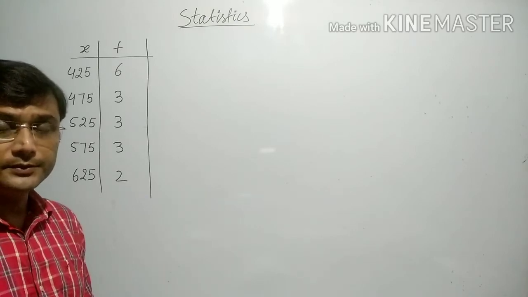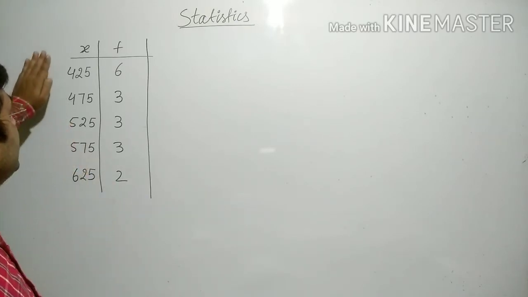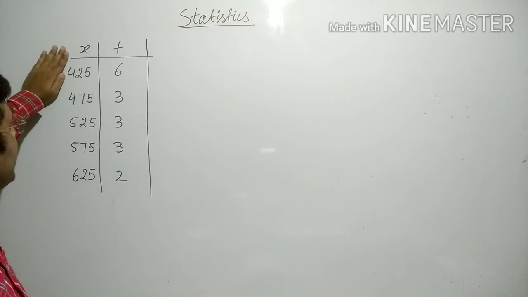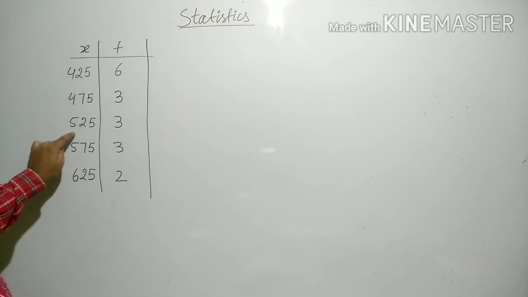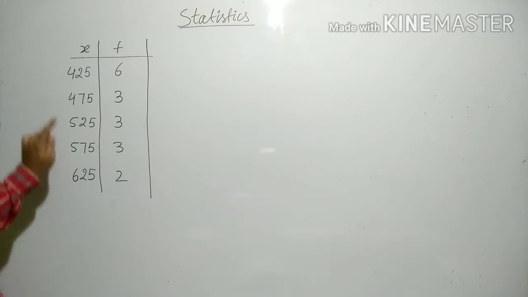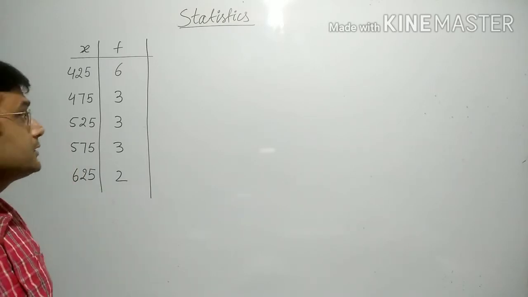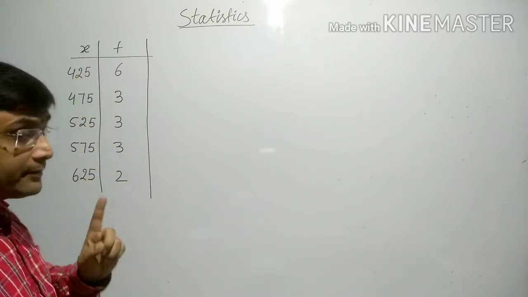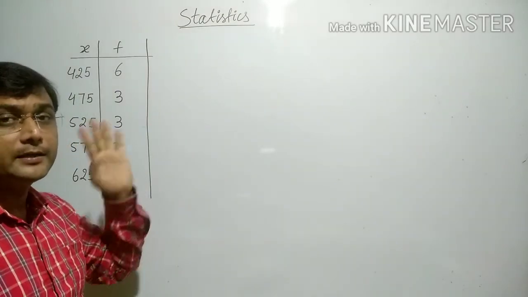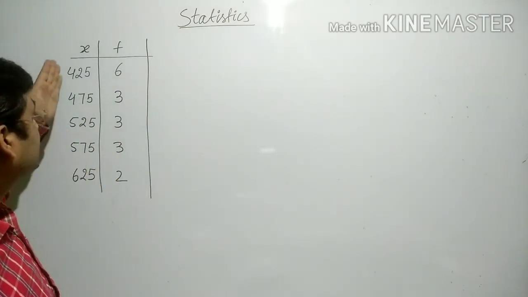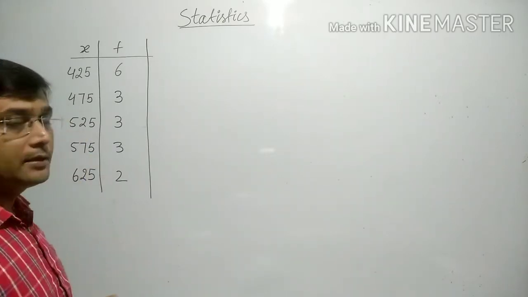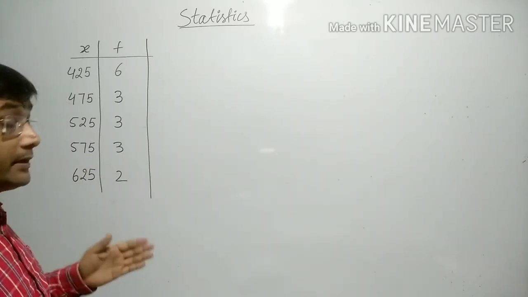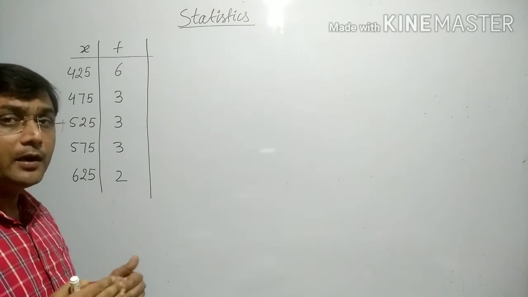what is the use of these methods. So now we can see here for the x we have taken these values: 425, 475, 525, 575, 625. In all the data there is a difference of 50, and the frequency I have taken is the same as in the previous question. In that question the data was very small, now this time it is a little bit bigger data, so multiplying will be a little bit difficult.